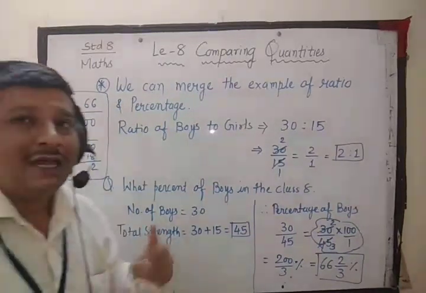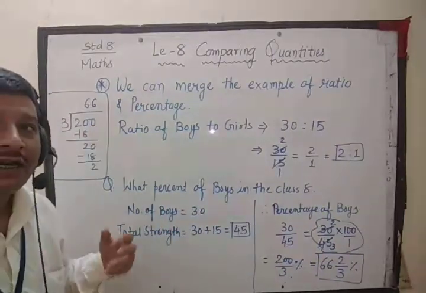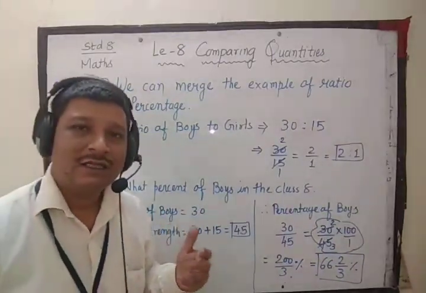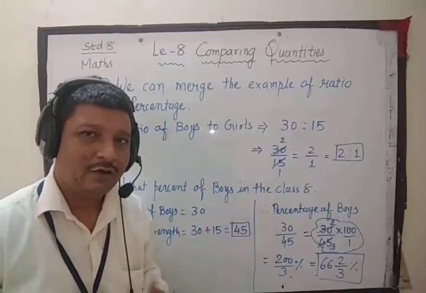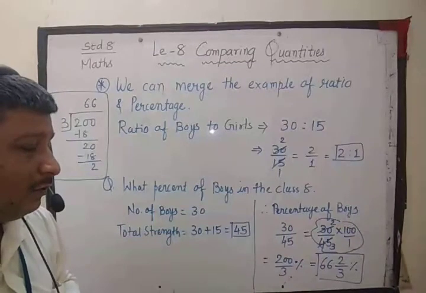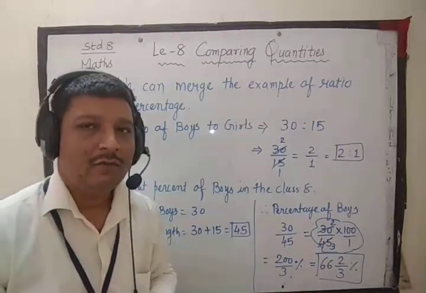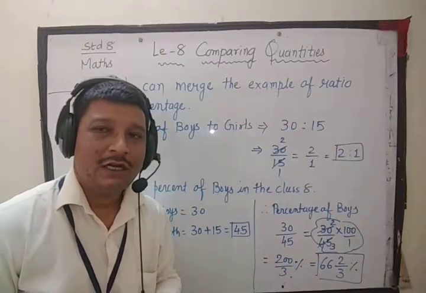If we wanted, we could also go to decimals. If I put the decimal point and go further, I will get 66.66666, like that continuing. So you can write the percentage in fraction form also and in decimal form also. This much clear to you?